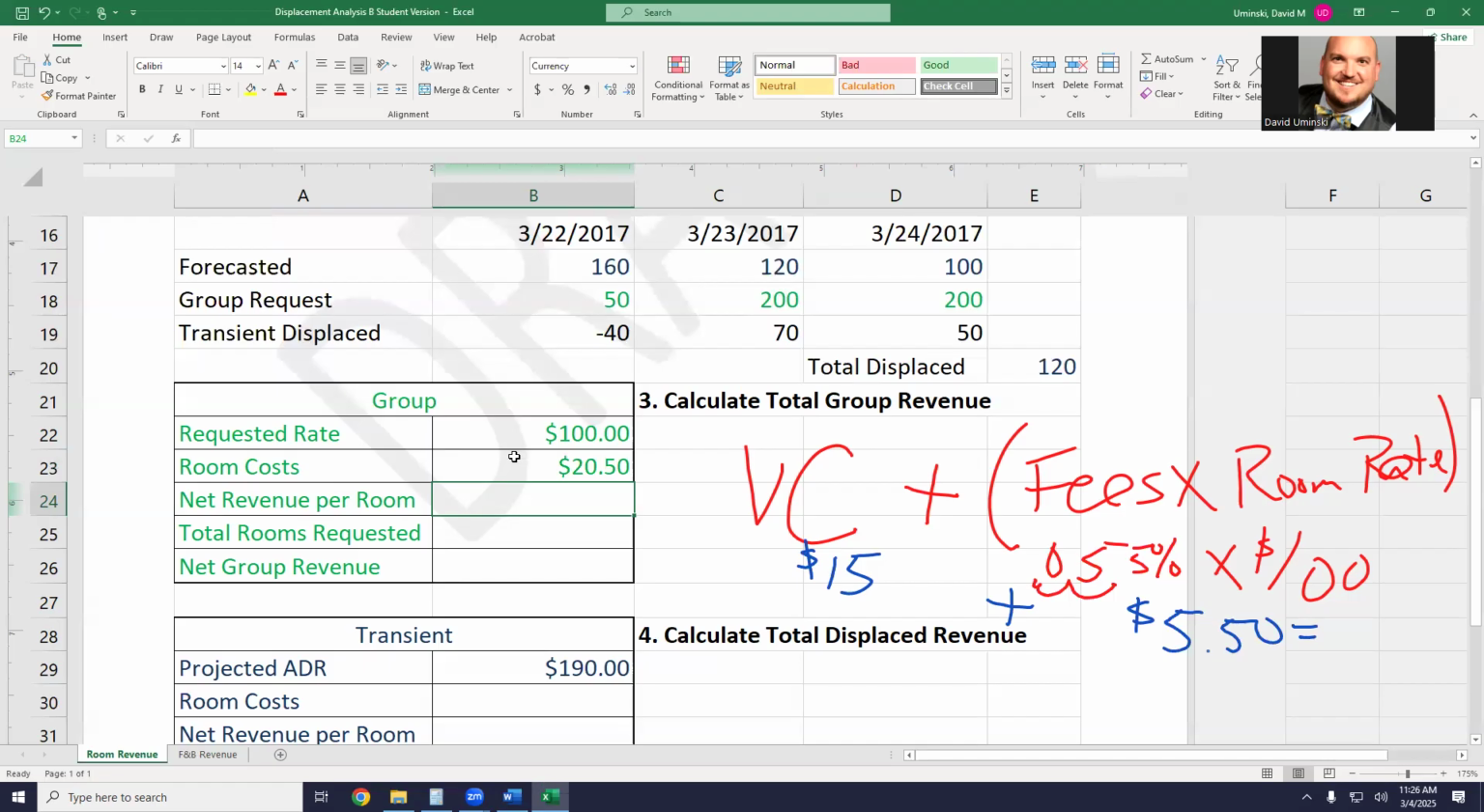So net revenue, how do we find net revenue? You subtract the room cost from the selling price, the selling price minus the cost. So net revenue in any situation is the total selling price minus the cost. That's gonna give you your net revenue. Okay?